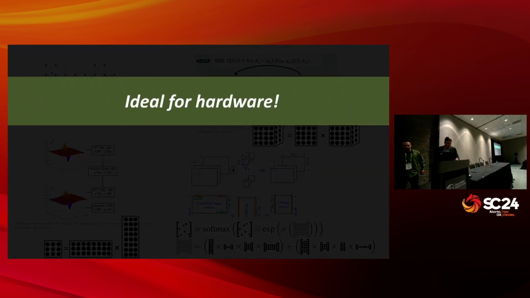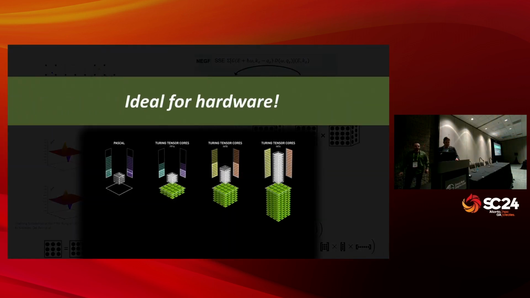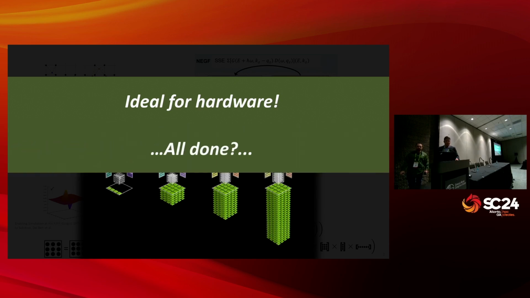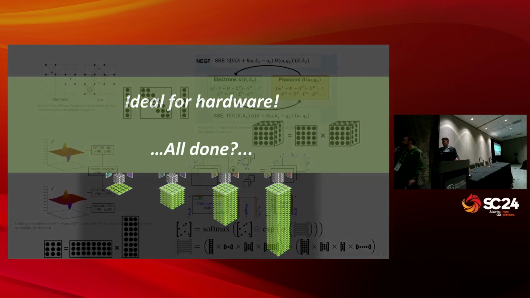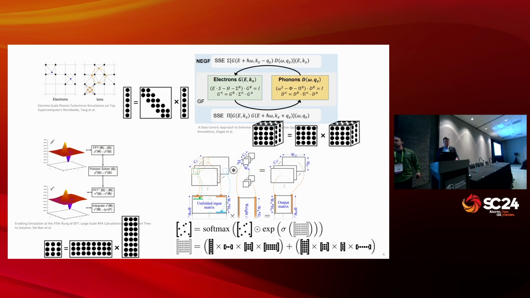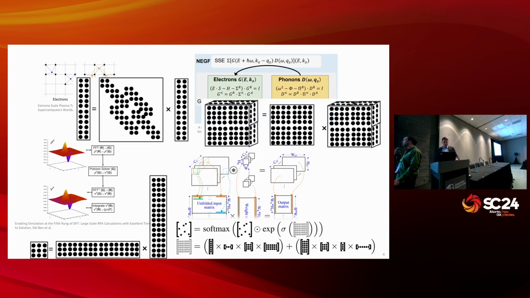And that is ideal for the hardware, which is built around dense matrix multiplication. But are we done? Well, not quite, because actually appetite grows with eating. So now we want to solve bigger and bigger problems, maybe ask more complicated questions. So what happens is basically our matrices keep on getting bigger.